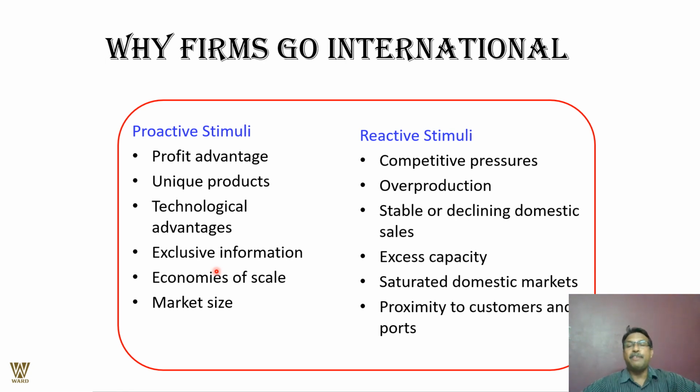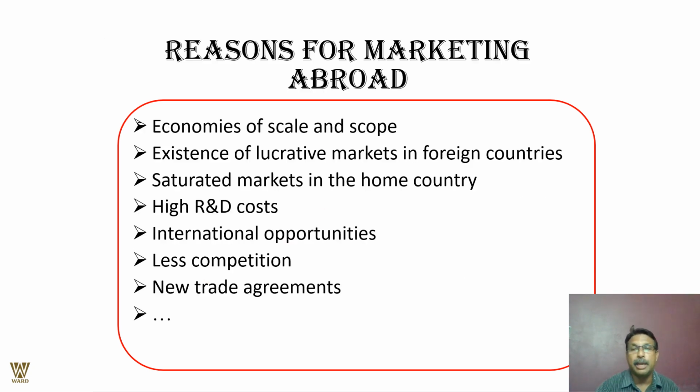It's all about competitive pressures. If you produce good quality products, your competitors are pressured to produce equally competent products. We're talking about overproduction, and stable or declining domestic sales. If what you are producing is not being consumed in your home country, you need to look for a larger market, and that is what happens with overproduction and declining sales. Excess capacity, a saturated domestic market, and proximity to the customers and the ports.